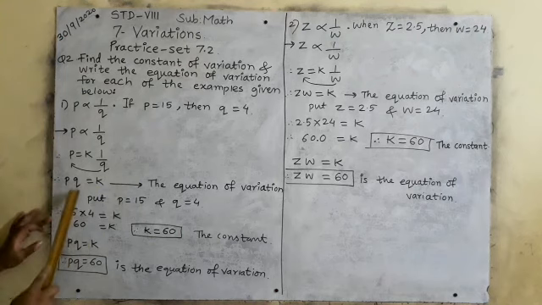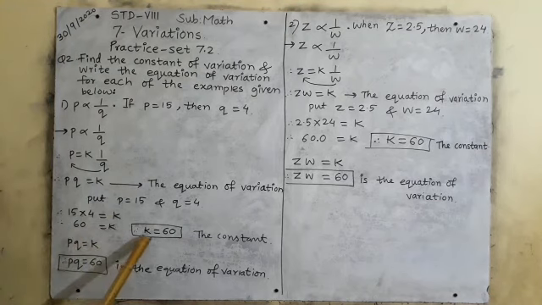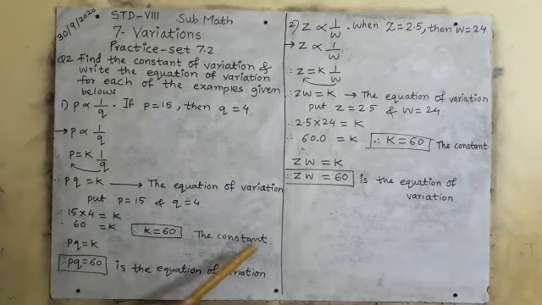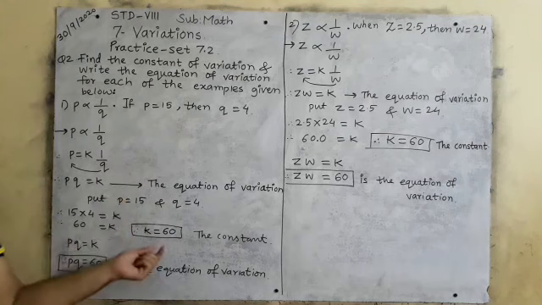P 15 multiplied by Q 4 is equal to K, the constant. 15 fours are 60, so K is equal to 60. Therefore we will write K is equal to 60, the constant. So the first answer you got: the constant of this given example is 60.